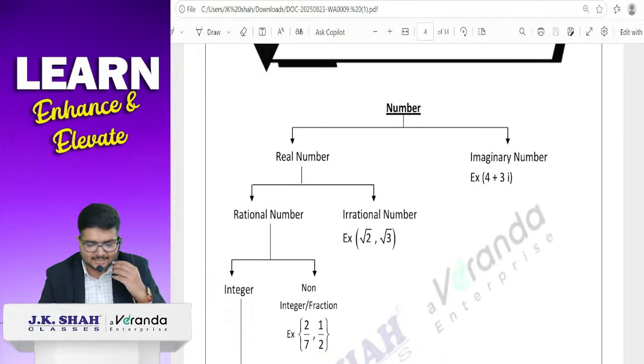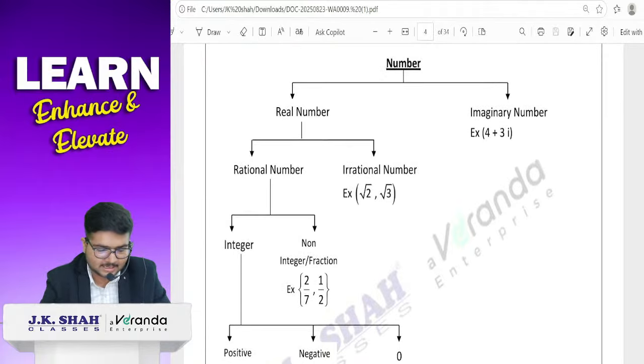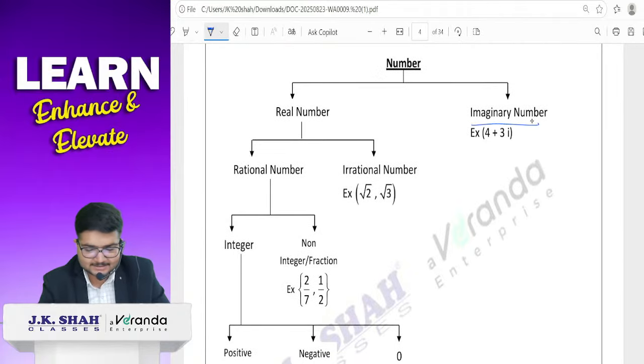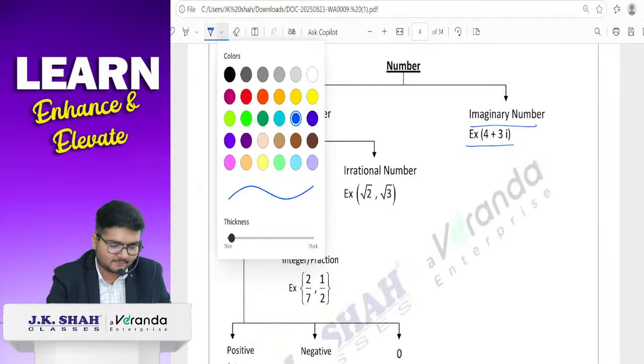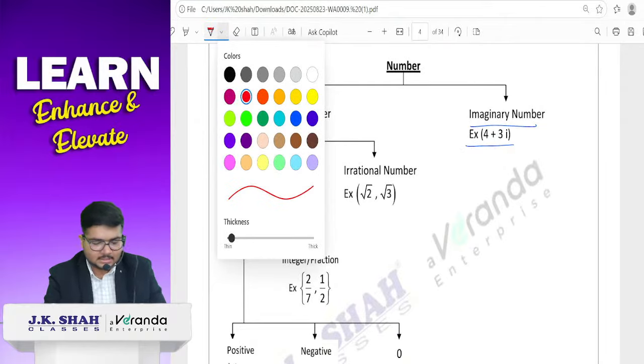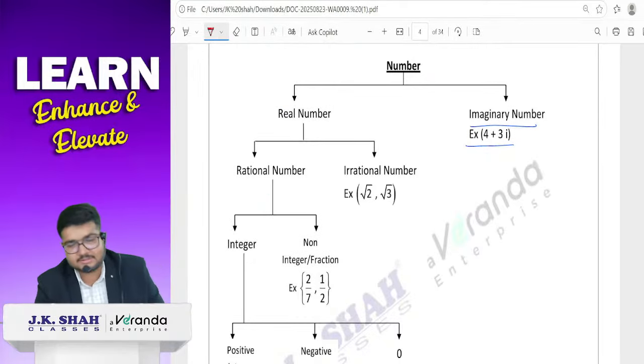Now which are the types of numbers? Numbers are broadly classified into 2 types, that is real number and imaginary number. First of all, we are going to understand what are imaginary numbers. Let us understand what are imaginary numbers. Now first of all, imaginary number, the name explains the concept of imaginary number. That is, what are imaginary numbers? Imaginary numbers are those numbers which do not exist in real life.